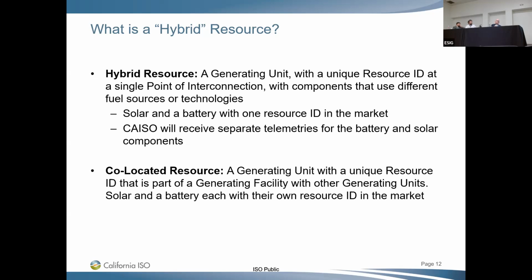Then you have the co-located approach. And this is a generating unit where you have a unique resource ID for each component. So you have two components, like a solar and a battery, but each one of them has a resource ID that is optimized in the market. And this allows the market to use the participation models that are there for it. So the solar resource can use the solar participation model. The battery resource can use the battery participation model, and then the market can optimize them together in harmony, hopefully.